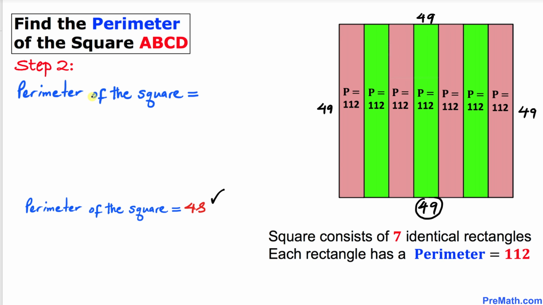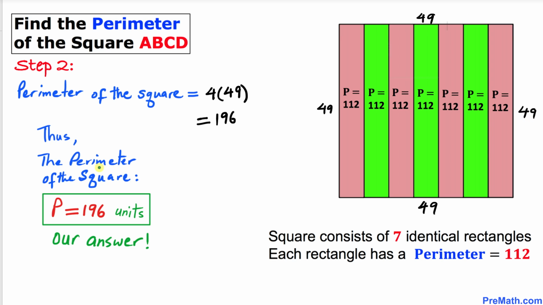So the perimeter of this square is going to be 4 times 49. Let's multiply this. That is going to give us 196 units. In other words, we are just adding all 4 sides of the square. So thus the perimeter of this square turns out to be 196 units.